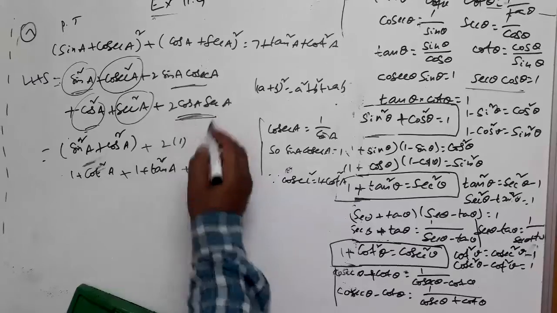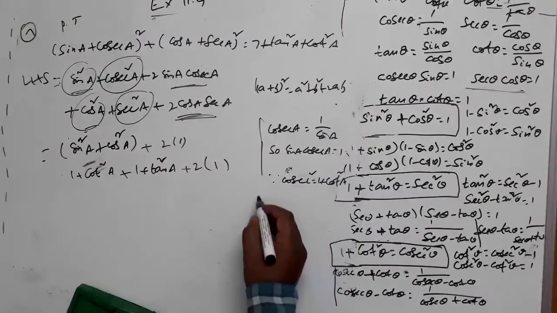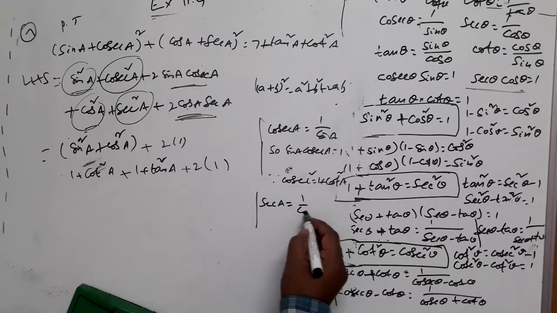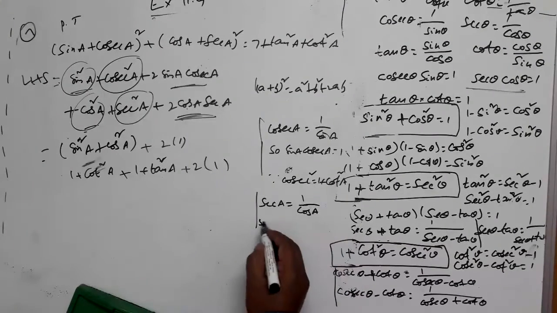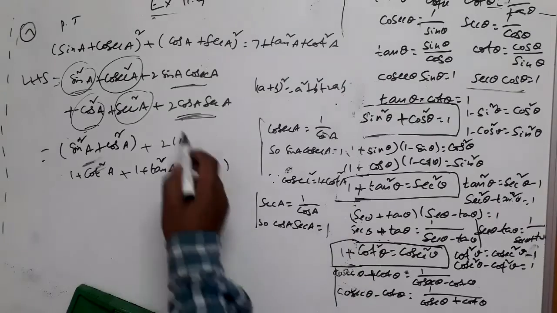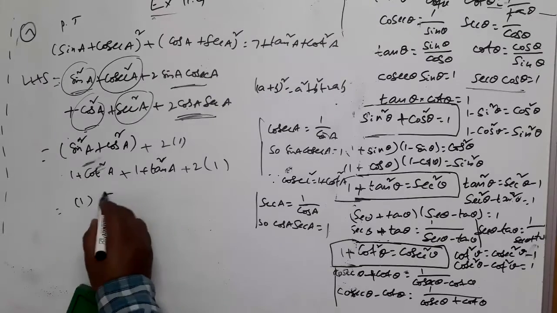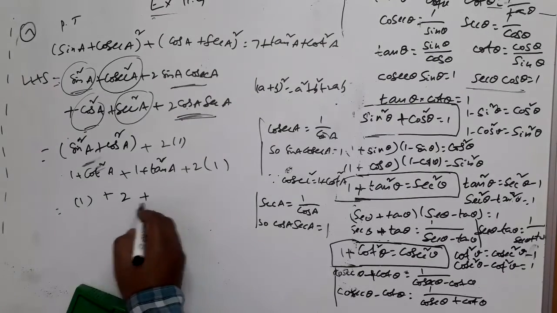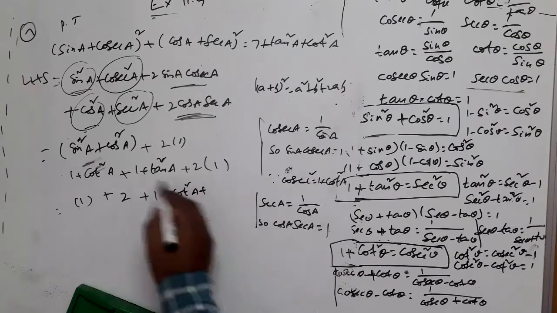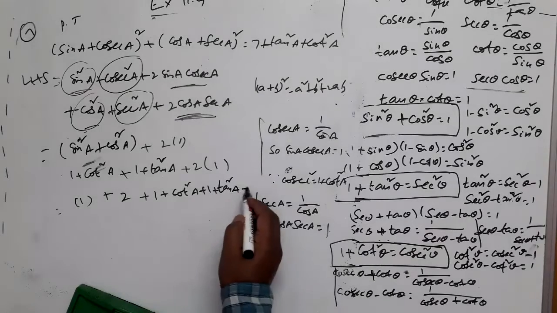Plus, in the same way, how about this expression? 2 times of, here also you get 1. Why? Cos a and secant a, they are reciprocal of each other. You write here like this, secant a is 1 by cos a, reciprocal. So cos a multiplied by secant a is 1. That's why I have written 1 here, right? That's all. Again, sin square a plus cos square a is 1, plus 2 into 1 is 2, plus 1, plus I am leaving cot square a as it is, plus 1, plus I am leaving tan square a as it is, plus 2.